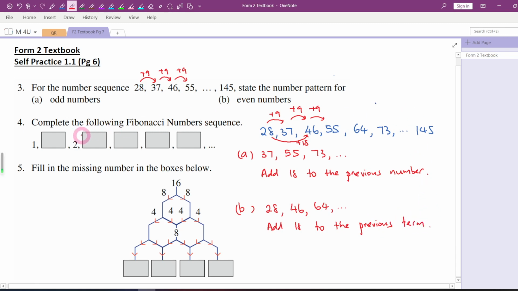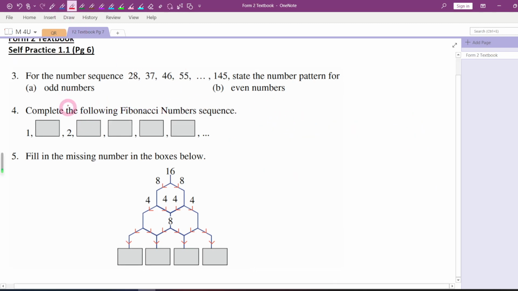Okay, now let's look at question number 4. Complete the following Fibonacci number sequence. So still remember what a Fibonacci number is. Normally we'll start from 0, 0, 1, and the next number is the sum of the previous two numbers. What do I mean by this? So this number will be 0 plus 1, which is equal to 1, and the next term will be equal to 1 plus 1, 2, 2 plus 1, 3, 3 plus 2, 5, and so on.